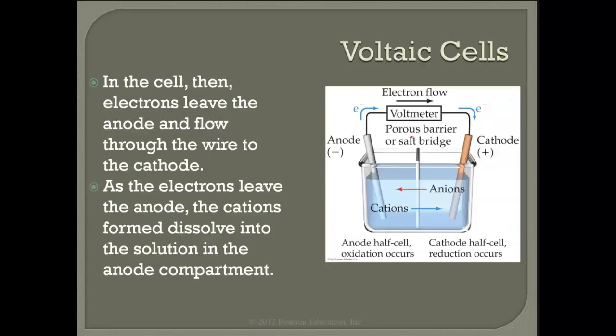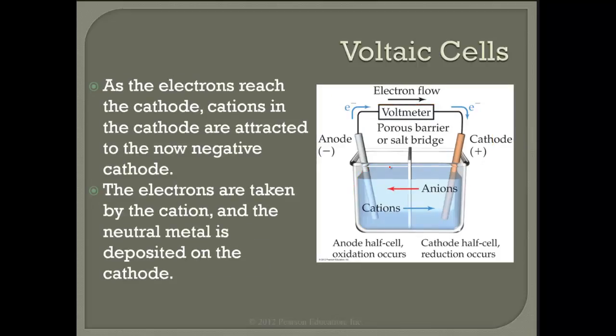In this cell, then, electrons leave the anode and flow through the wire to the cathode. As the electrons leave the anode, the cations formed dissolve in the solution in the anode compartment. As the electrons reach the cathode, the cations in the cathode are attracted to the now negative cathode. The electrons are taken by the cation, and the neutral metal is deposited on the cathode.